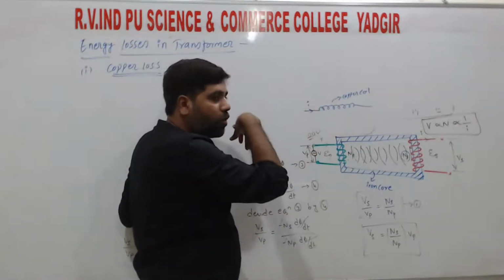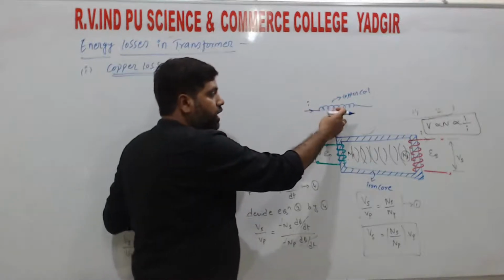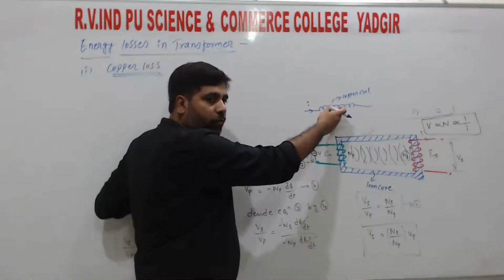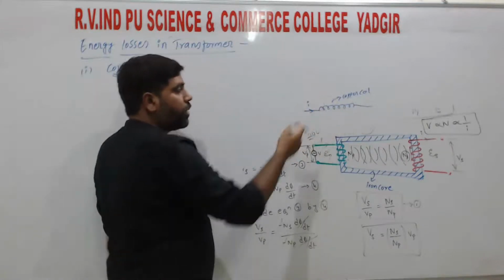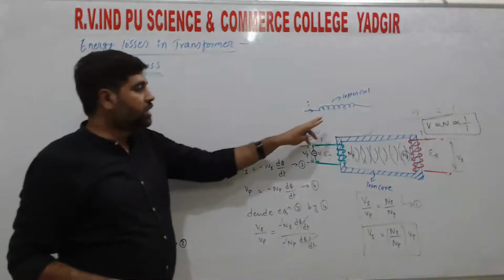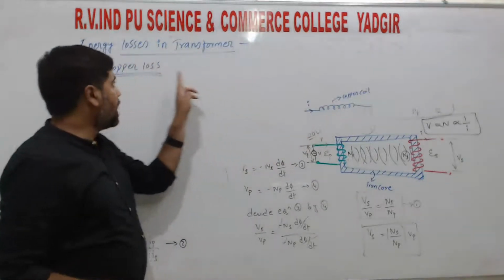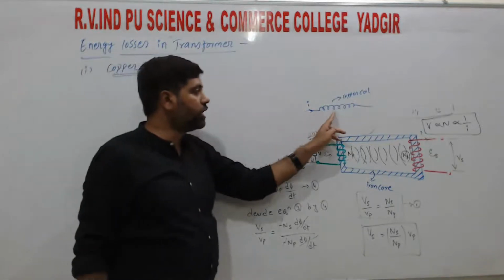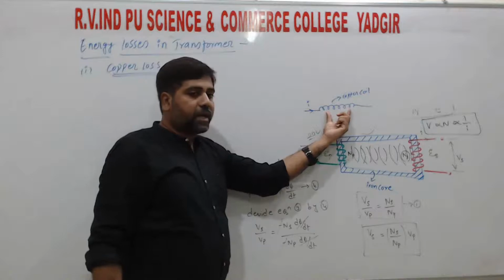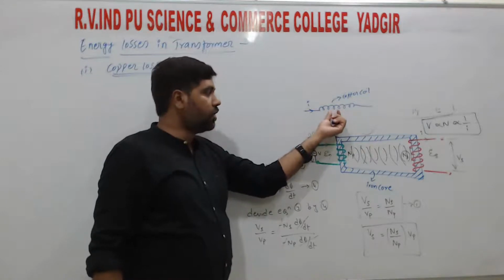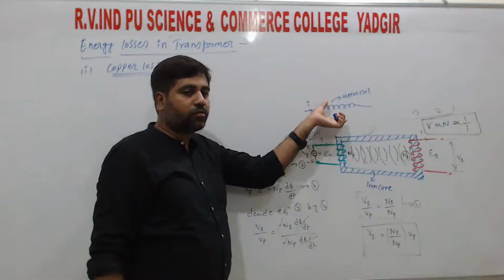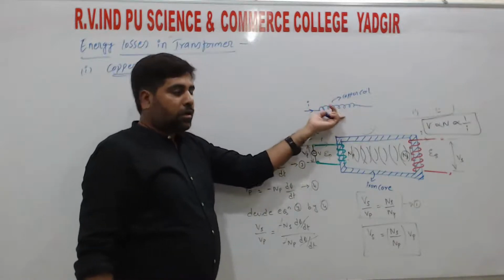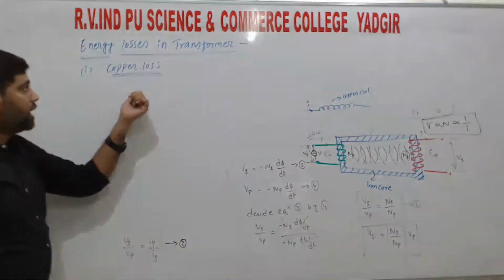So heat is a form of energy, right? So as the current flows in the coil, the coil gets heated due to the resistance of the coil, right? So by Joule's law of heating the coil gets heated, and that loss we call copper loss, right? So copper loss is nothing but the heating of the coil when current flows in it, due to Joule's law of heating. So heat is also a form of energy, hence energy is lost when current flows in the coil. That we call the copper loss.